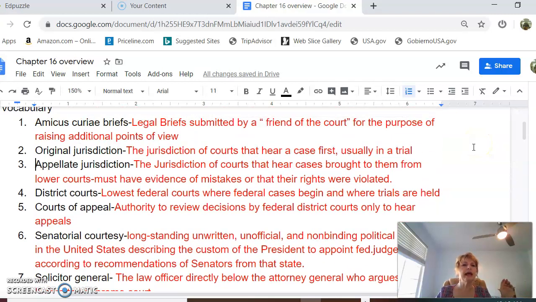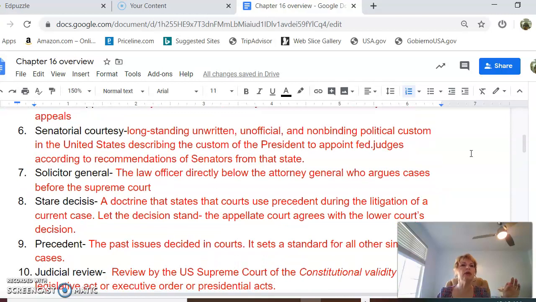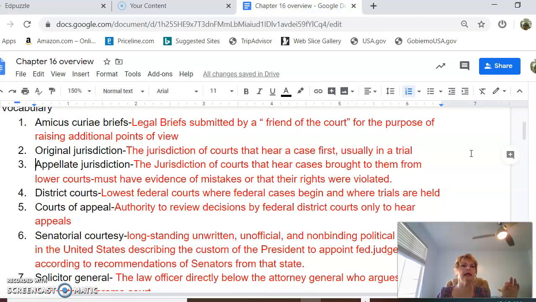And then we have district courts. These are the lowest federal courts where federal cases begin and where trials are held. We are in District 10, and the district courts all do this. Then there's courts of appeals. That's authority to review decisions by federal district courts. So the district courts hear cases the first time. They are cases where laws have been violated in more than one state. So they'll often hear anything that's happened within District 10, if any of those states have had cases.